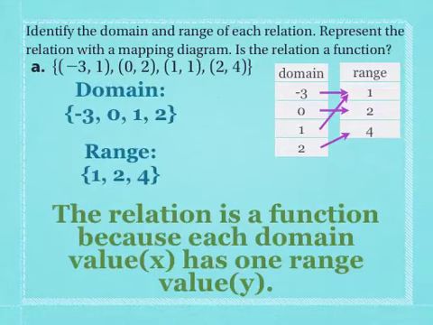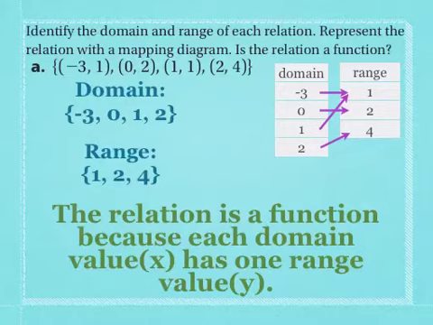Notice that the range value 1 matches with the domain value -3 and the domain value 1. That is okay. It's just the domain value that can't have two range values assigned to it. So this mapping is okay. It does show a relation that is a function.